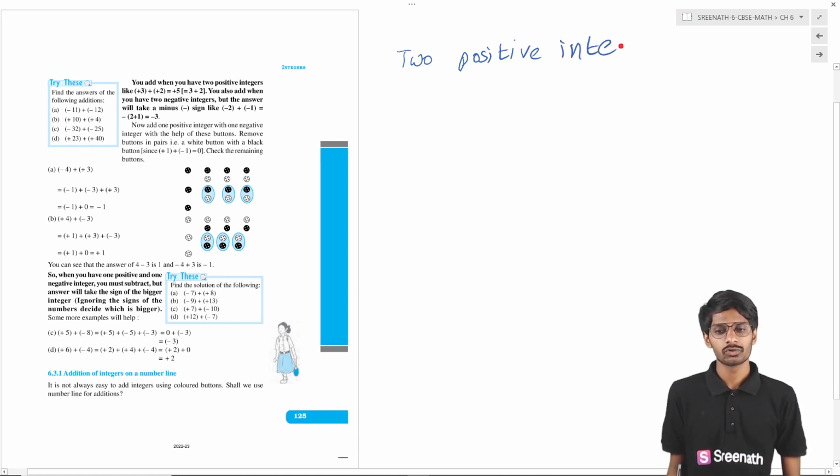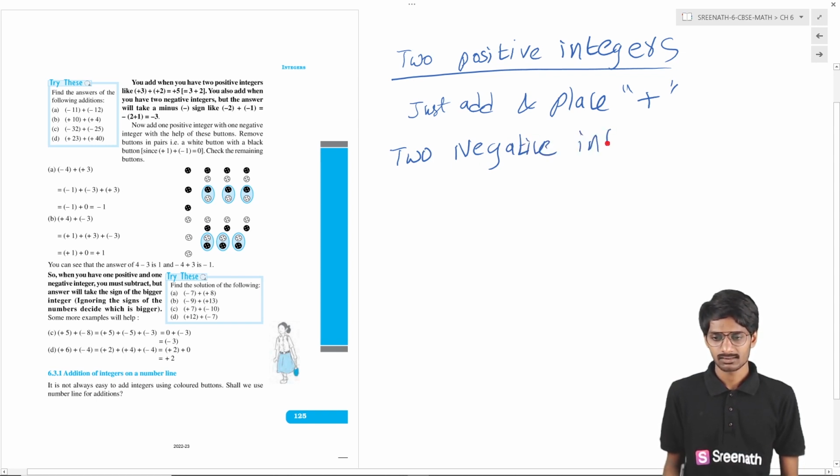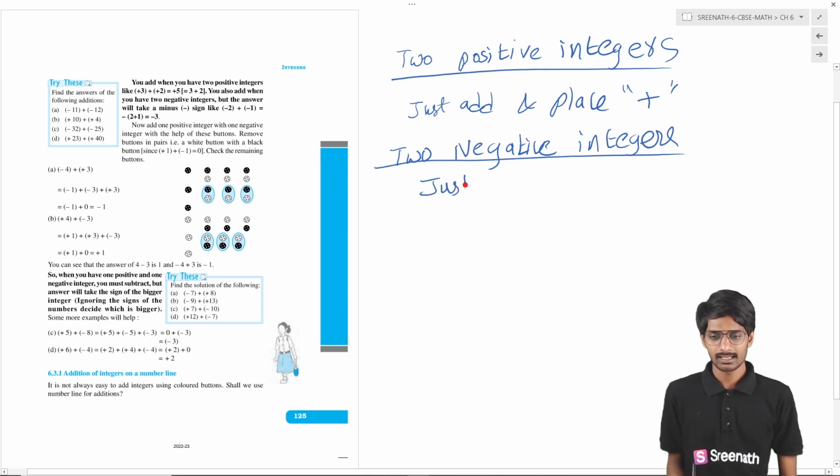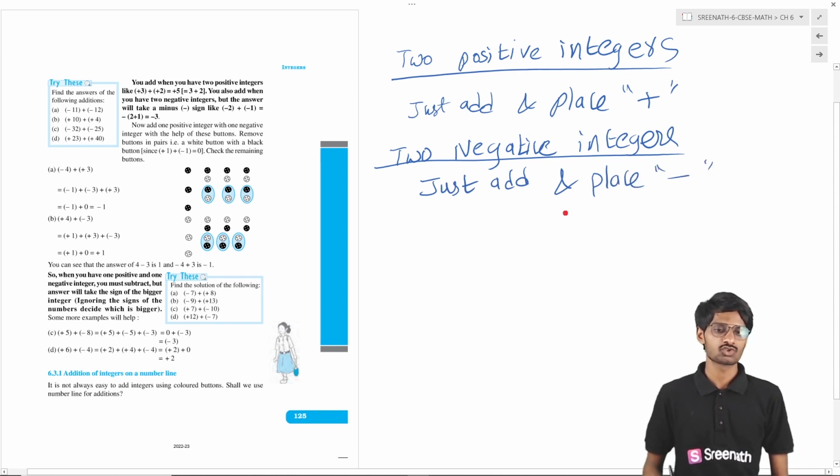So whenever you are going to add two positive integers, students, how you have to add those integers is just add them and place a positive sign. Whenever you are adding two negative integers, in this case, what you have to do, just add and place a minus sign. That's it, students.